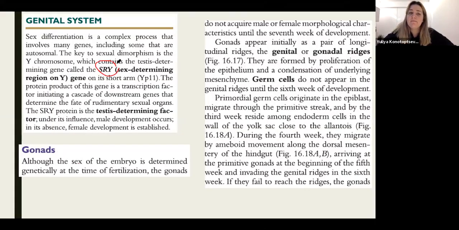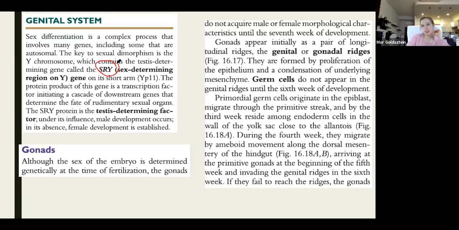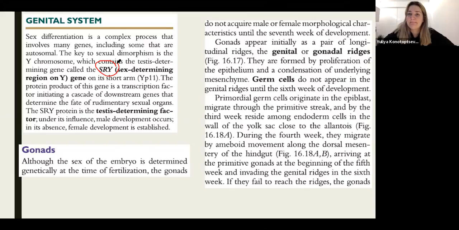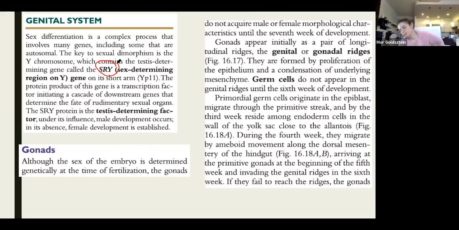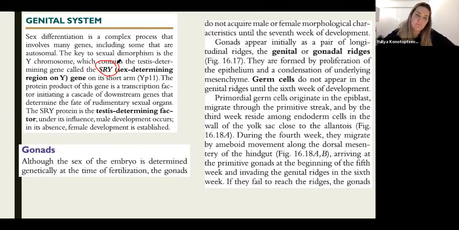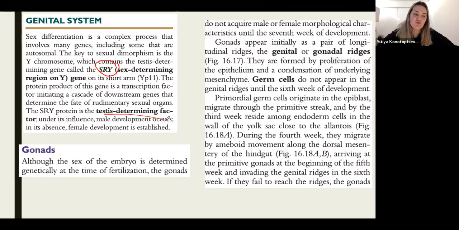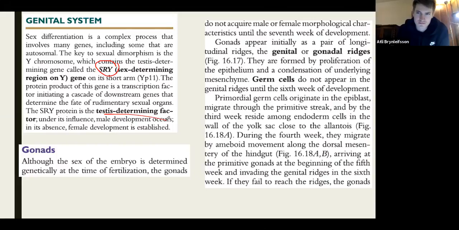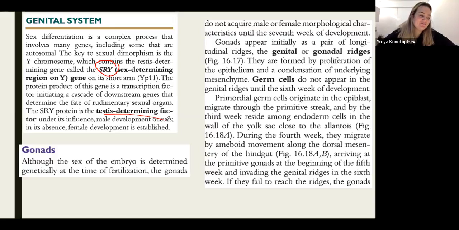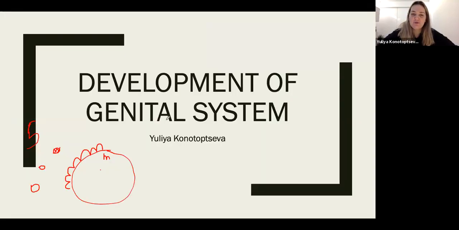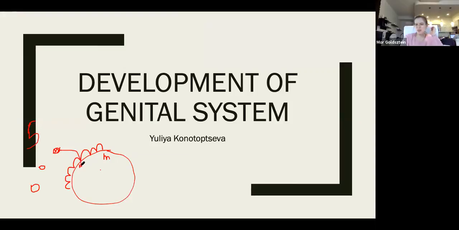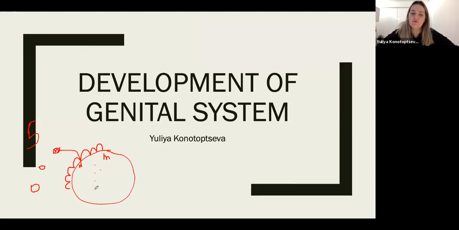You remember this SRY? The sex-determining region on the Y chromosome, but what does it code for? TDF. And what is the job of TDF? It gives us testes, yeah, but what does it do exactly? What happens to PGCs when they come in here? They become sex cords. Yes, they divide mitotically and align themselves into the sex cords.